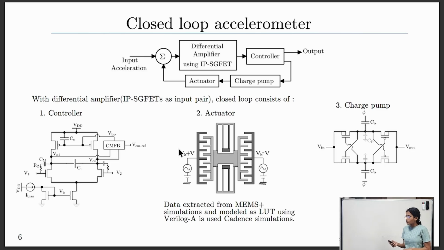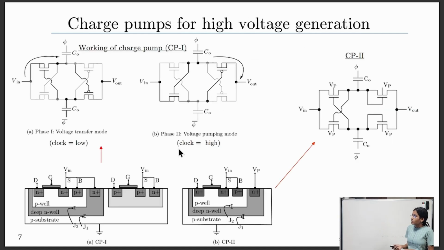So to generate those voltages on chip, we have used a charge pump. Let's just discuss the working of the charge pump in brief. The output of the controller is applied to the charge pump. The charge pump consists of transistors and capacitors, and it is driven by a clock signal running at a frequency of 50 megahertz. The clock is non-overlapping, and let's discuss both phases of the clock.